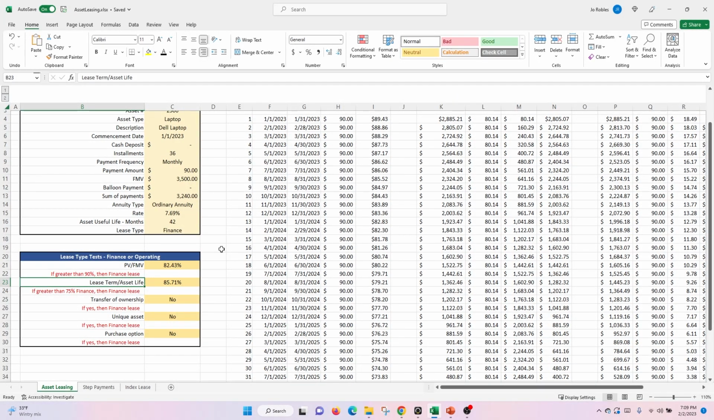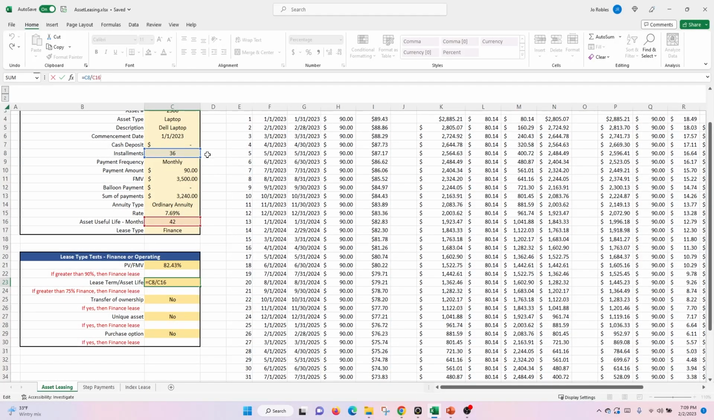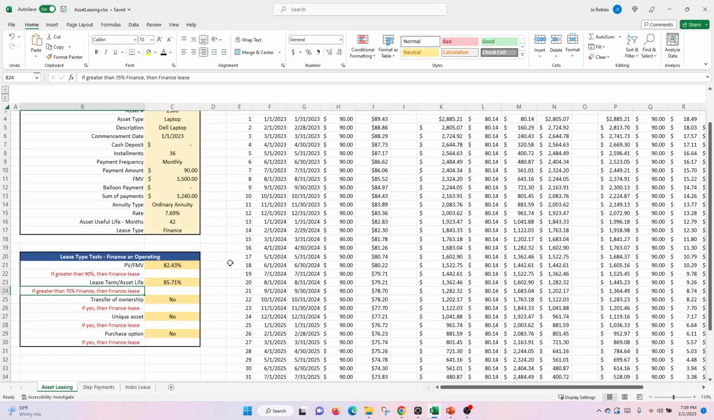So here we're saying if the lease term divided by the asset life, and you're just taking this 36 months divided by these 42, and we are getting this 85.71%, which is greater than the 75%. So that means we do have a finance lease. Now, we could stop here because only one of these has to be true. But just for your information, know that there are 3 other tests: the transfer of ownership, the unique asset, and the purchase option.